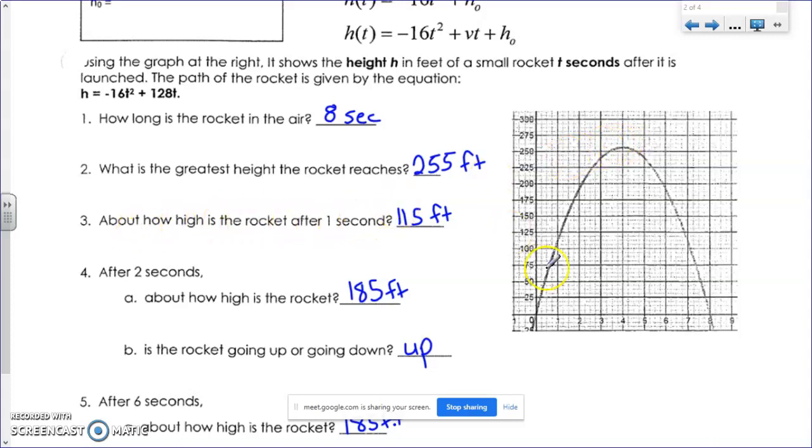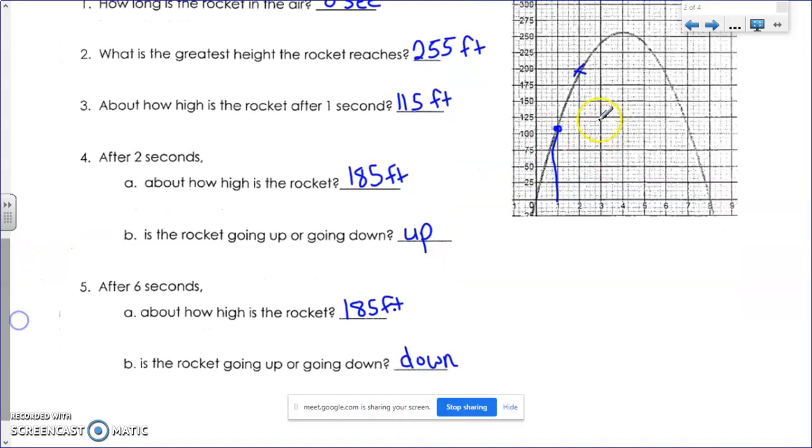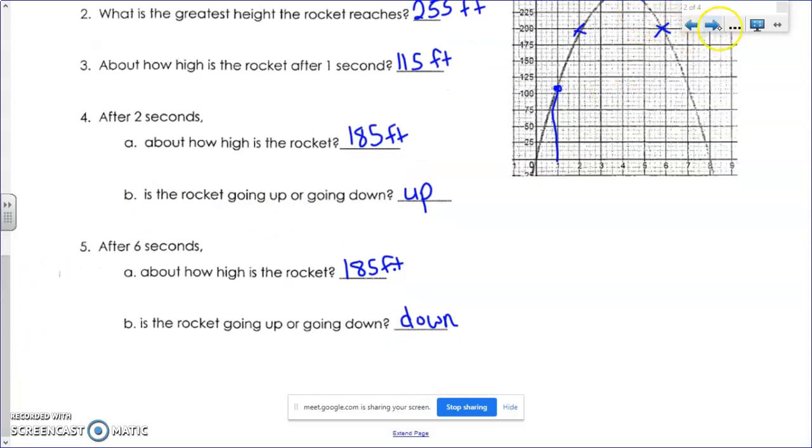How high is the rocket at 1 second? You go to 1, you go up, where is this right here? About 115. Is that making sense? After 2 seconds, go up right here, 185. What's happening to the rocket at that point? It's going up. And then if we go over to 6, it's the reflection of that one, and now it's going down. Any questions on reading the graph? Okay, so let's go to the next page.